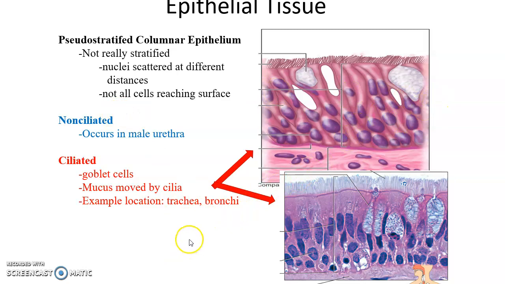The non-ciliated form is found in the male urethra as a structural function. The ciliated version has goblet cells that produce mucus, and the mucus, of course, is moved by the cilia. Places where you can find pseudostratified columnar epithelium with cilia are within the respiratory system, in the trachea and the bronchi.